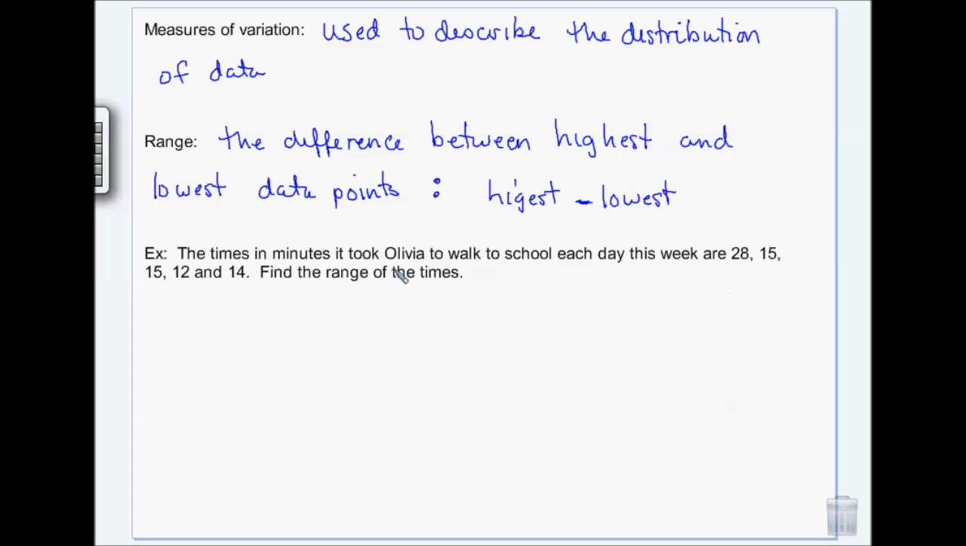So if we're finding the range of time that it took Olivia to walk to school, we look at the numbers. We have 28, 15, 15, 12, and 14. Okay, 28 is the high, and 12 is the low. So to find the range, I'm going to do 28 minus 12, so the range is 16 minutes. And so that tells me that the data has a 16-minute spread.